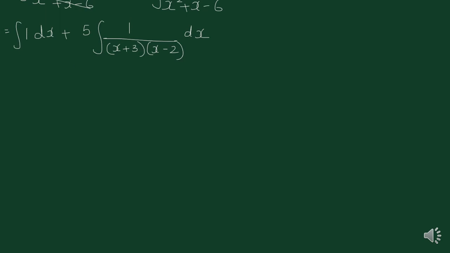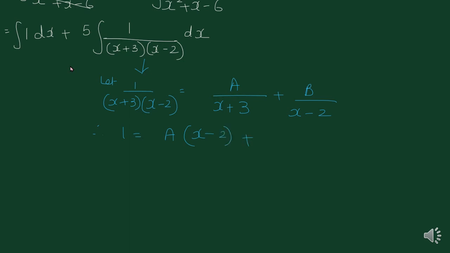What about the second integral? In the second integral, suppose we integrate it separately. Suppose this term we integrate it this way, that is we write let 1/((x + 3)(x − 2)) = a/(x + 3) + b/(x − 2). So upon cross multiplying we get 1 = a(x − 2) + b(x + 3), because the common factors get cancelled.